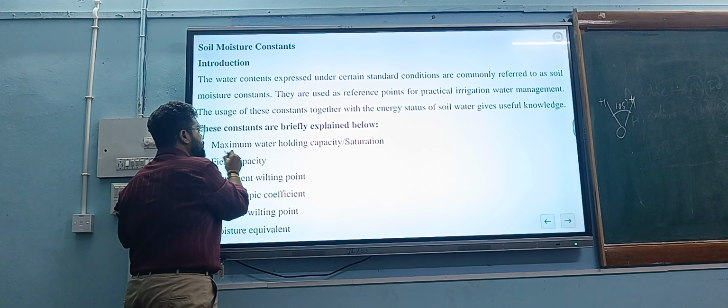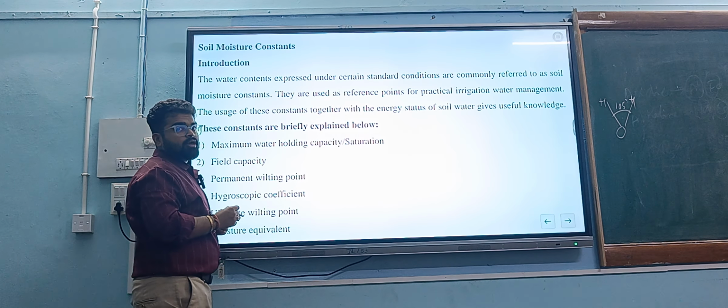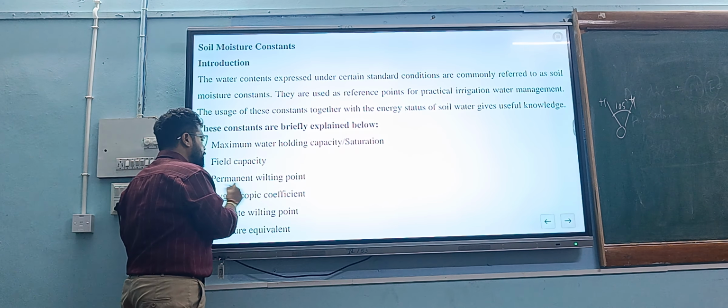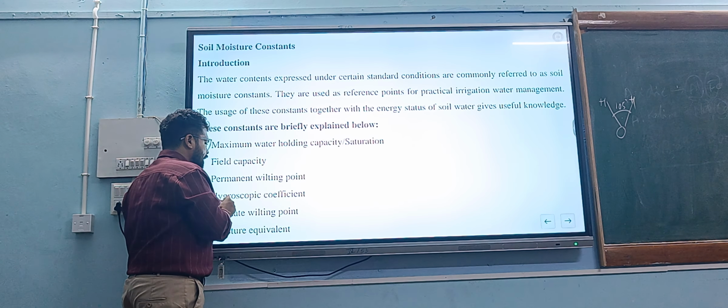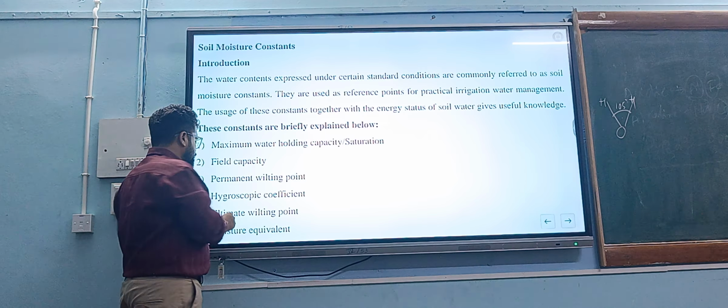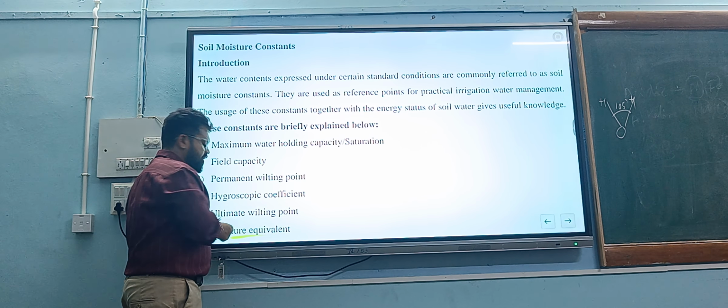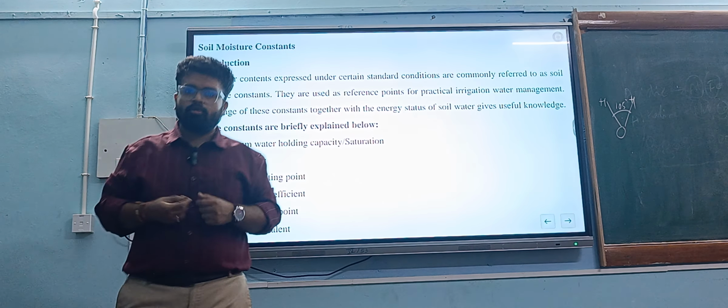The first is maximum water holding capacity, which we also call saturation. The second is field capacity. The third is permanent wilting point. The fourth is hygroscopic coefficient. The fifth is ultimate wilting point. And the sixth is moisture equivalent. We deal with each individual soil moisture constant.